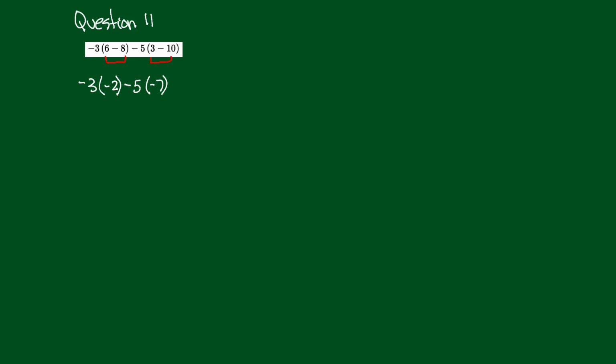Now let's just move on here. -3 times -2 is +6. And I'm going to think of it this way. -5 times -7 is +35. And 6 and 35, that is a 41.